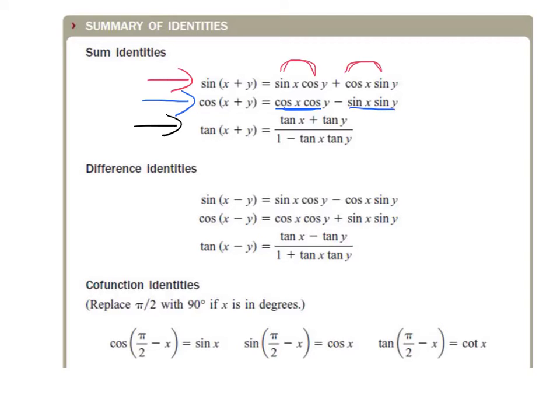And with tangent, I don't really have a trick for tangent. I guess if you think of tangent, it's a ratio of sine over cosine. So something to think about maybe there is that you're dealing with the ratio. Okay, the difference, it's pretty much the same thing.